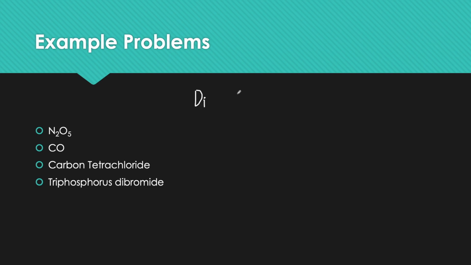Then you need to determine what element N is. It's nitrogen. If you didn't know that, though, you could check your periodic table. Additionally, if you don't know how to spell nitrogen, look on the periodic table. It'll be spelled correctly there for you. So it's going to be dinitrogen is the first part.